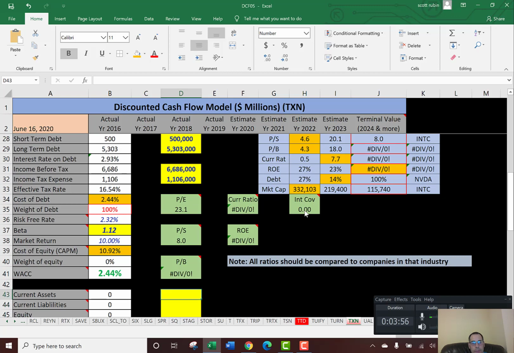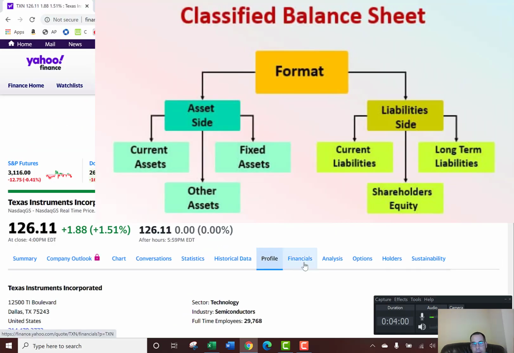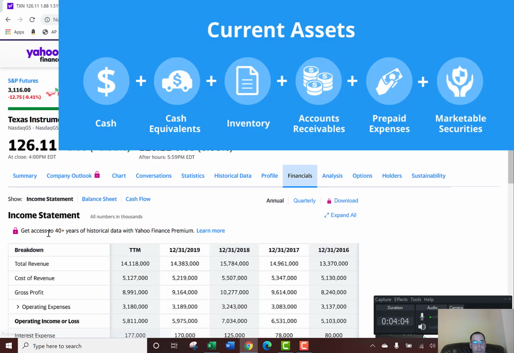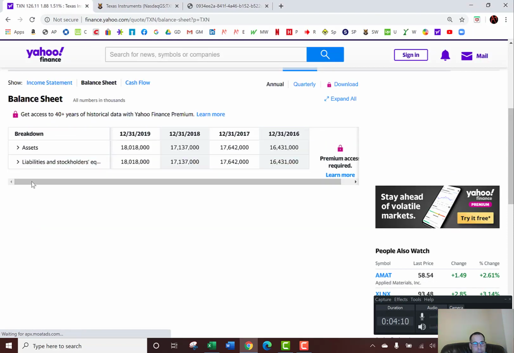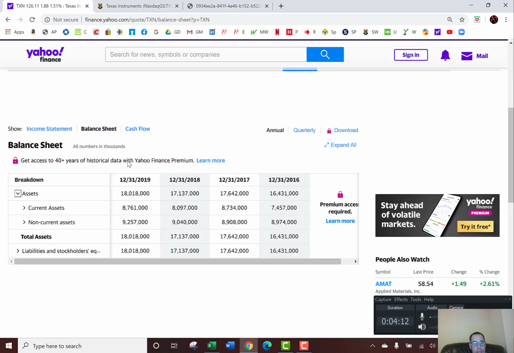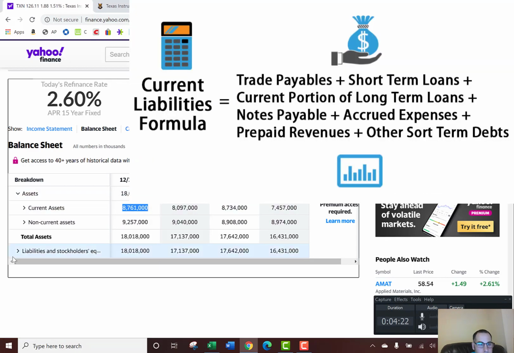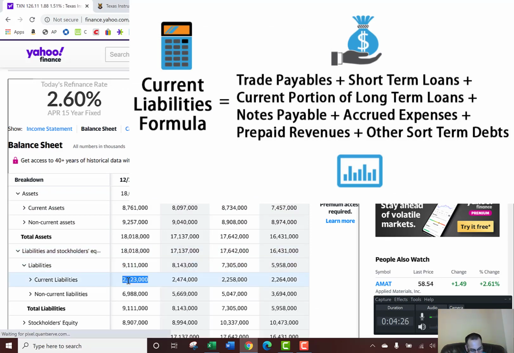And we also need a little more information from the balance sheet. So let's get their current assets. Current assets is cash, accounts receivable, and inventory. It's pretty much assets that can be liquidated into cash within 12 months. And the current assets is $8.7 billion. And the current liabilities are payables and debts, which are due within 12 months, and that's $2.1 billion.